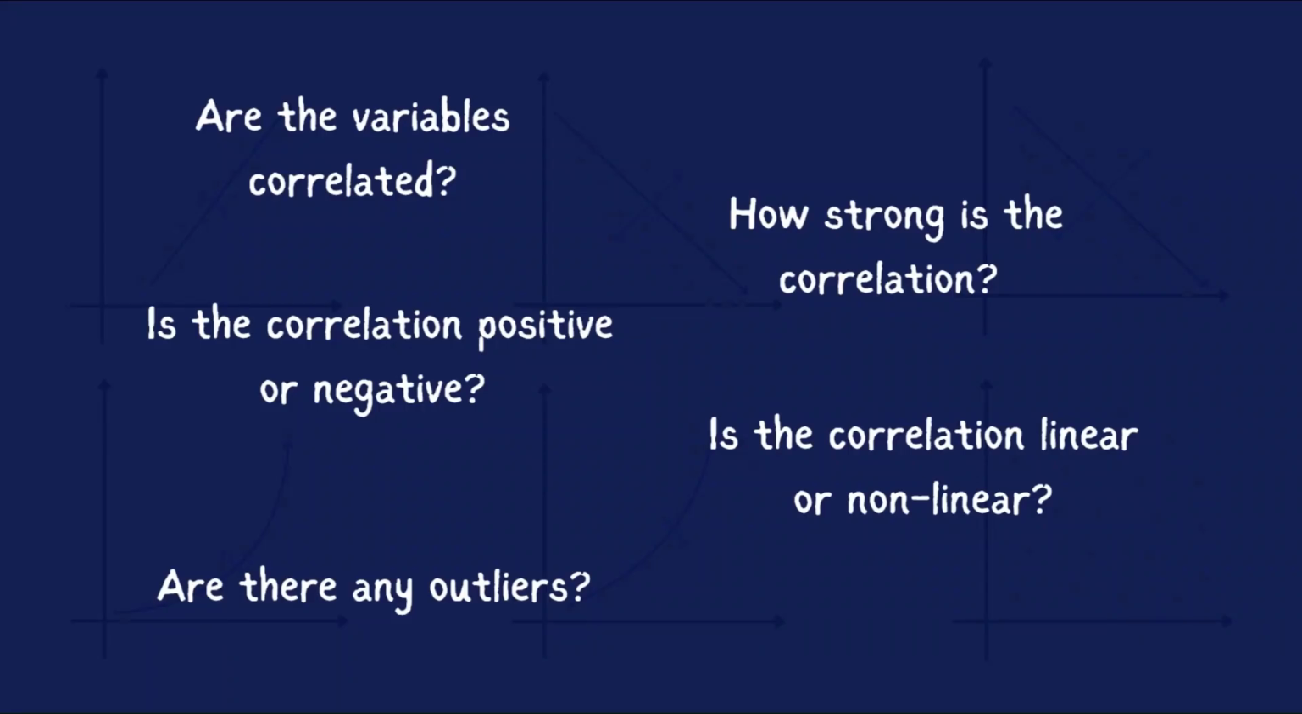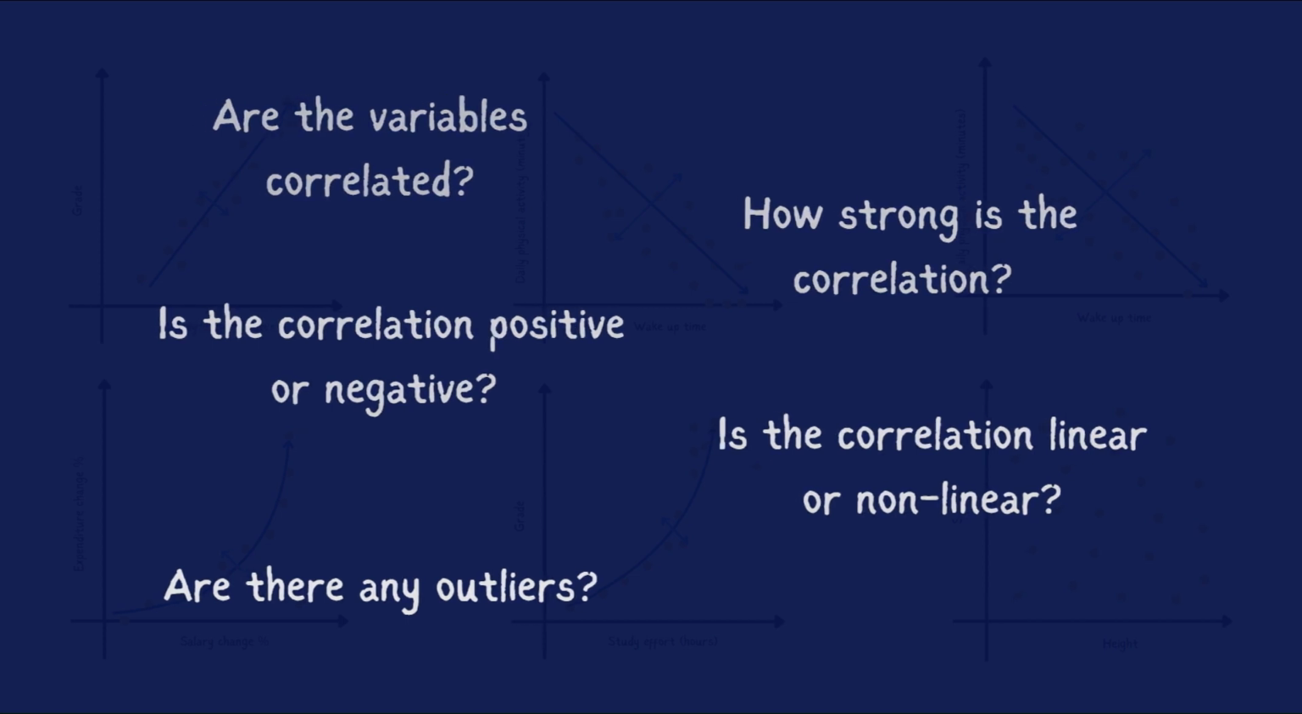When interpreting a scatterplot, we answer the following questions. Are the variables correlated? Is there a pattern at all? And if yes, how strong is the correlation? How wide is the point cloud? Is the correlation positive or negative, linear or nonlinear? Are there any outliers, points that fall away from the point cloud?